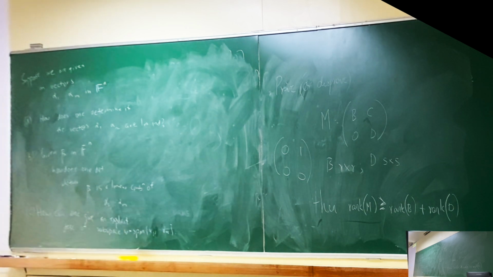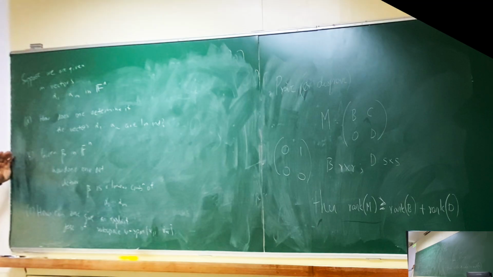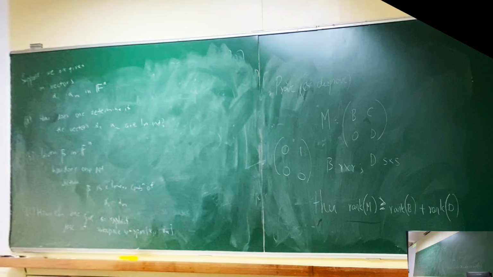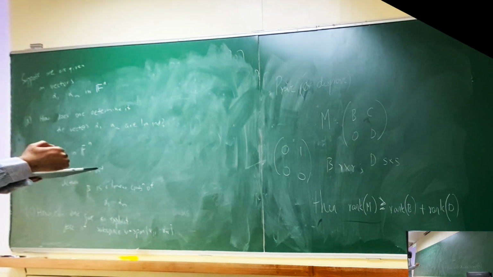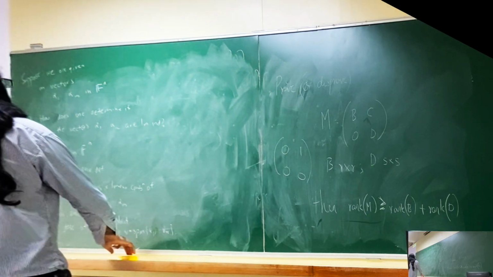Okay. So these were the three things that we were trying to look at. These two we had sort of looked at last time, so I'll quickly review what we looked at, and then we'll try to see how to get to the third point. So the first point is, how does one determine if these vectors are linearly independent?